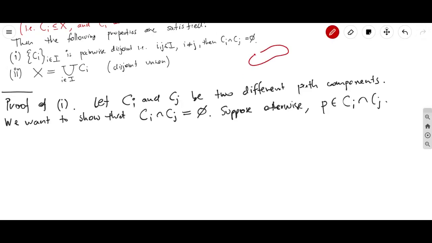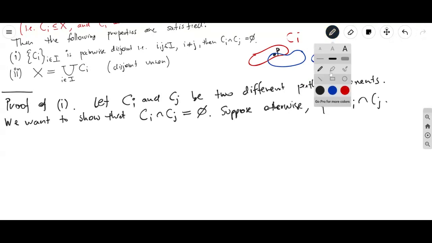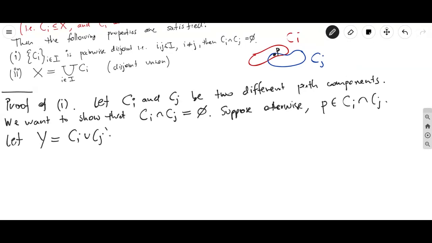So here's a picture for what we're about to do. So this is Ci. This over here is Cj. And there's a point P in common. And so let's say Y be the union of both of them. Now looking from the picture, before we write the proof, if you were to take the union of both of them, Ci and Cj happen to be path connected because they are path components, so by definition they are path connected. It makes sense that if you take the union, because they have an overlap, Y would also be path connected.